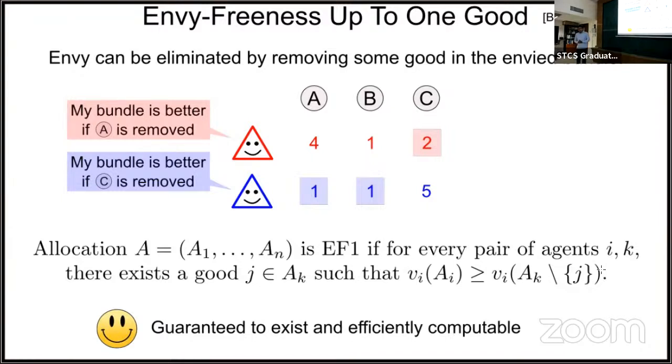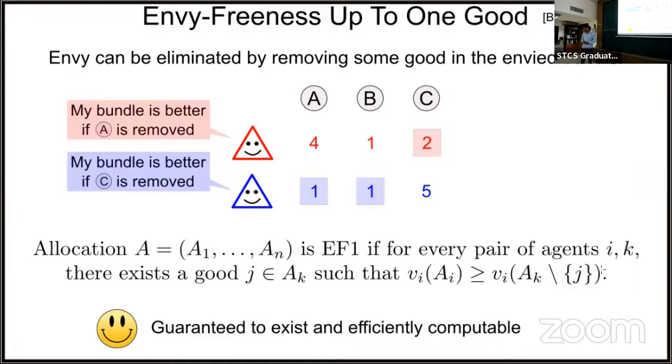Budish, an economist. So this is a paper from the Journal of Political Economy 2011, a very influential paper, as it turns out. And one of the many contributions of this paper was to define the notion of EF1.